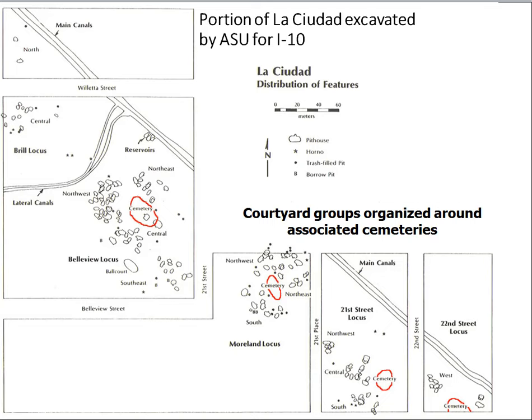In these villages, there are few differences in house size and form among the courtyard groups, and little differences in the types and amounts of grave goods found in the different cemeteries, which suggest an egalitarian social structure with little social inequality.